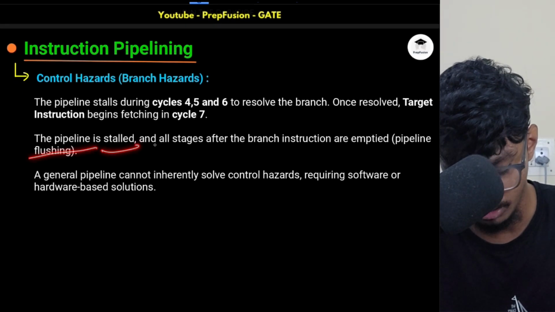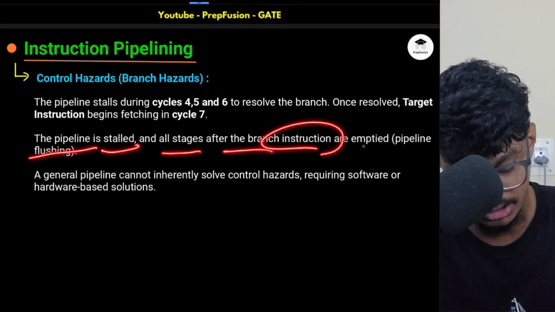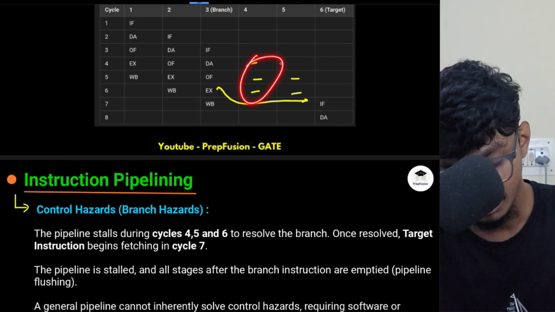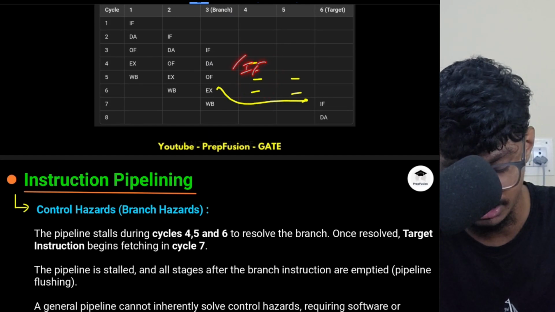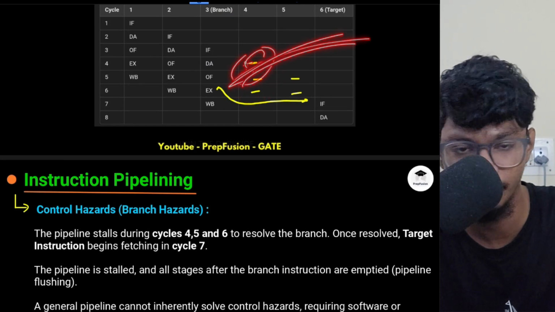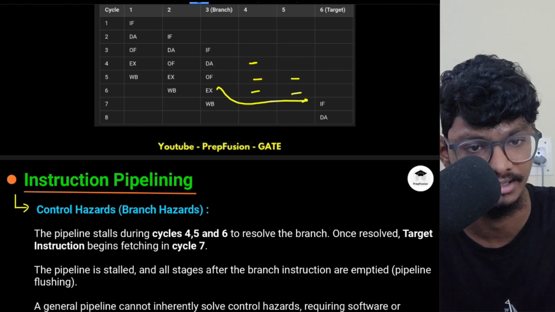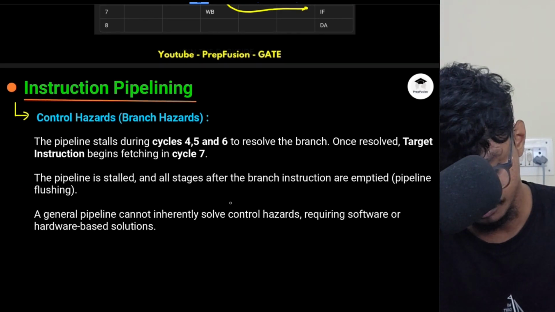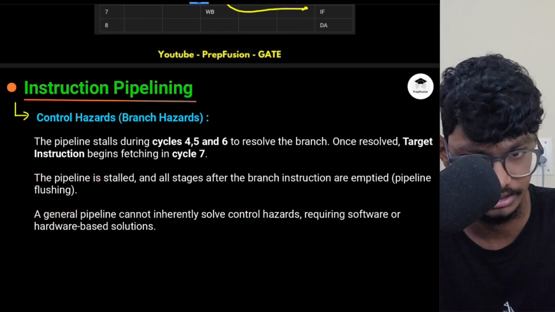The pipeline is stalled and all stages after the branch instruction are emptied. Basically here, if let's say we would have done some instruction fetch here, we would have emptied it. We would not have done anything. We would have cancelled it, basically deleted it. So that is known as pipeline flushing.